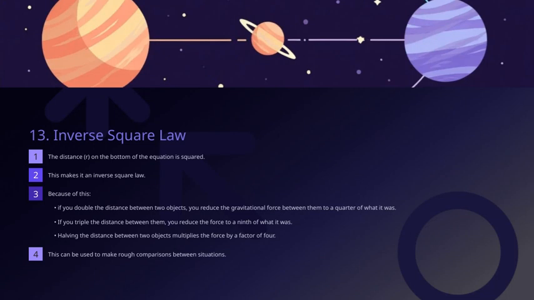Let's talk about how the gravitational force changes when the distance between two objects varies. This can be really useful for making rough comparisons between different situations. For example, if you halve the distance between two objects, the force between them actually increases by a factor of 4. That might seem a bit counterintuitive at first, but it makes sense when you think about the inverse square law. Now, if you triple the distance, the force drops to just 1/9 of what it was.